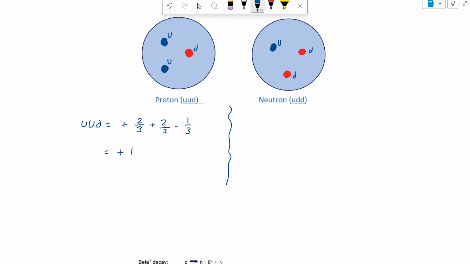Now for a neutron, we have 2 down quarks. We're just going to rewrite this. We have 2 down quarks and an up quark. Therefore, our charge would be minus 1/3 minus 1/3 plus 2/3, and that gives us an overall charge of 0. And that makes sense because neutrons are neutral.